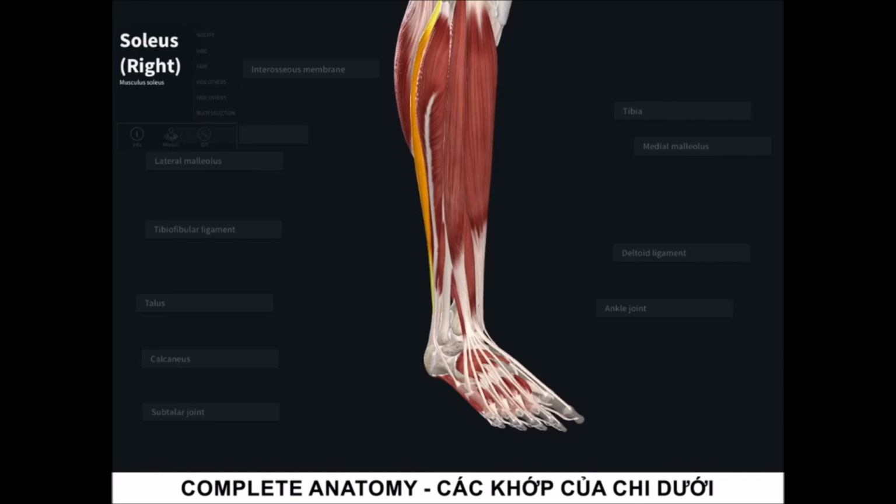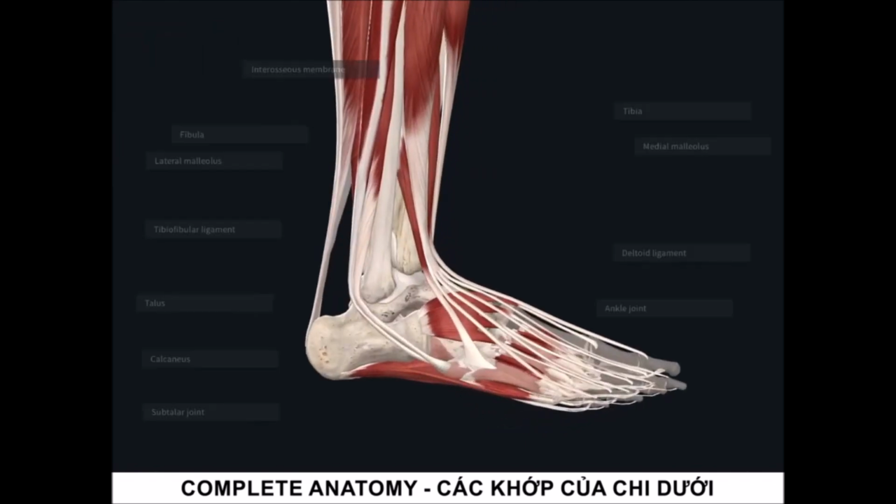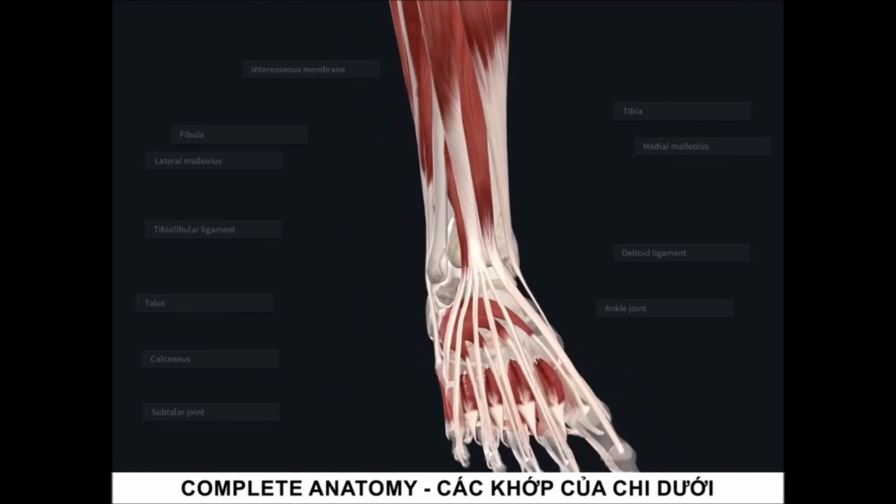Let's move further down now to the subtalar joints. These are the anterior and posterior articulations between the calcaneus and the talus. Together they form a functional unit termed the talocalcaneal or subtalar joint. It's a single synovial joint where the majority of inversion and eversion occurs. And we can see those here.